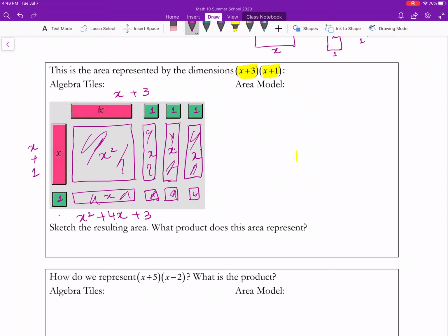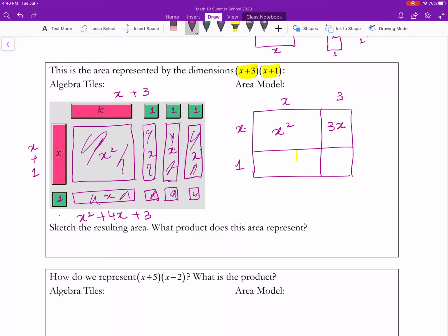Now let's do it with the area model. So for the area model, how do you think you will be able to do it? Again, I'm going to divide my rectangle into 4 parts. One side represents x plus 3 and the other side represents x plus 1, which is given to me. So x times x is x squared, x times 3 is 3x, 3 times 1 is 3, and 1 times x is 1x, this 1 and this x is 1x, and 1 times 3 is 3. Now here we combine the like terms.